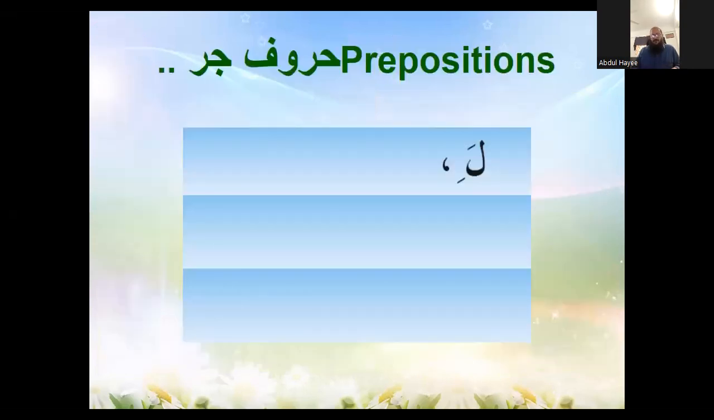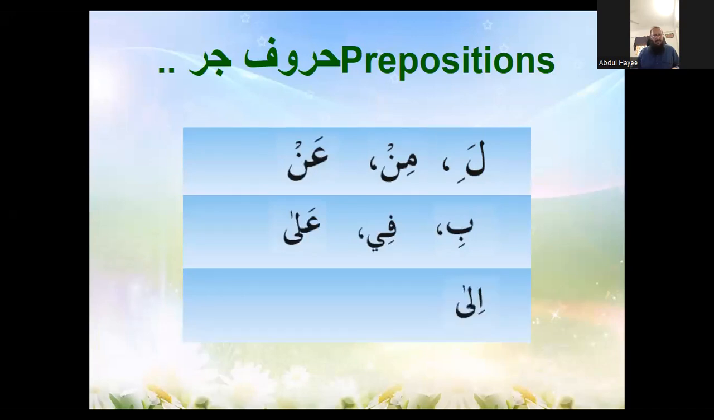So we learned huruf jar just like li, min, an, bi, fi, ala, ila. They were seven huruf jar. They are called huruf jar, meaning they are the prepositions. We studied two more with them, ma'a and inda. Ma'a and inda, they are used like a harf, but they are not harf. What are they? They are used as prepositions, but they are not prepositions.